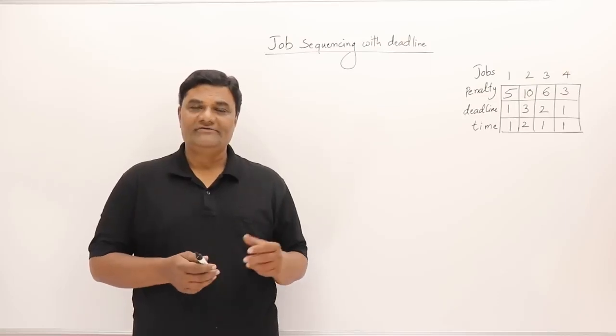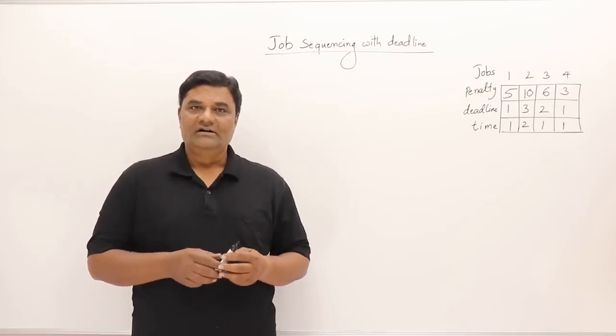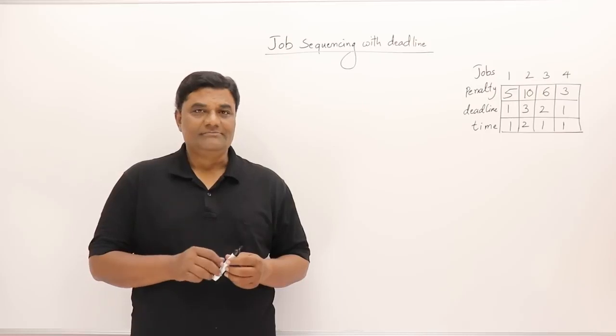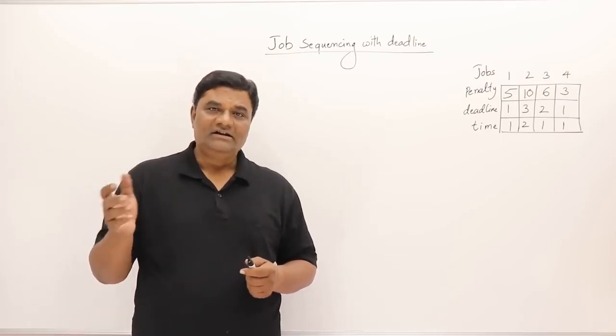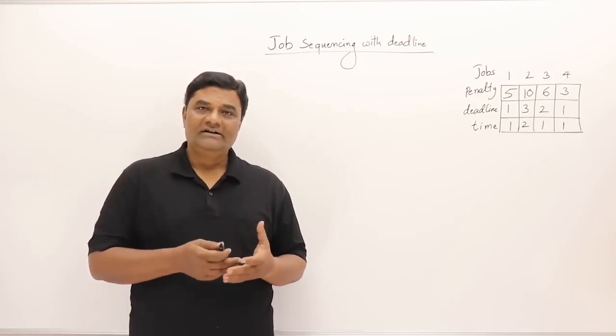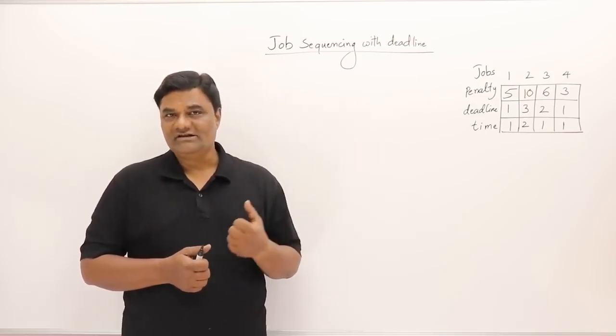The problem is job sequencing with deadlines. This problem can be solved using branch and bound. Even this problem can be solved using greedy method and dynamic programming. But let us learn how it can be solved using branch and bound.